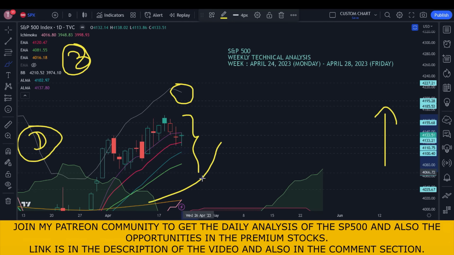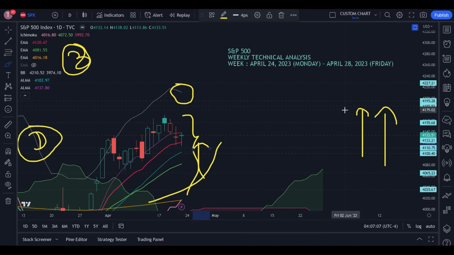Then come the moving averages. There is a clear fan out in the moving averages, and the closing is above all of the moving averages, but below one of them. However, this will still be considered bullish. So through the moving averages, the S&P 500 is bullish. Then comes the Ichimoku cloud. Because the S&P 500 is still trading and closing above the Ichimoku cloud, this means that the S&P 500 is bullish through the Ichimoku cloud.